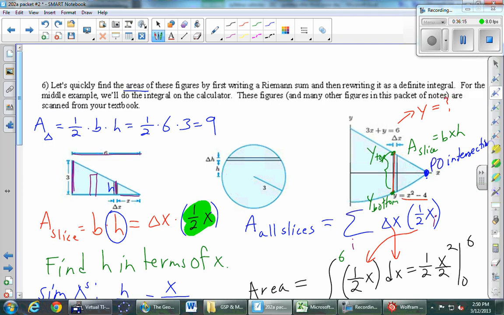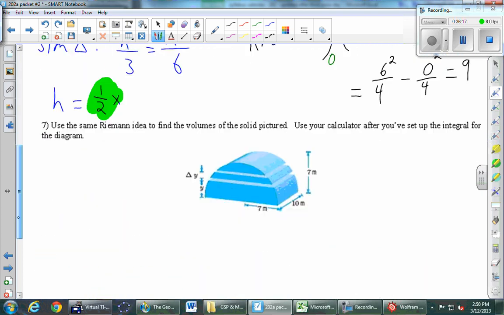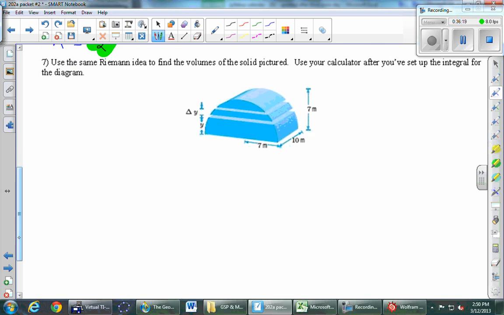Okay, moving on to number 7. Same Riemann idea, but now we're going to find the volume of the solid pictured. Used to be more than one example here, so this is just a single volume. And again, we can use the calculator once we've set up the integral.